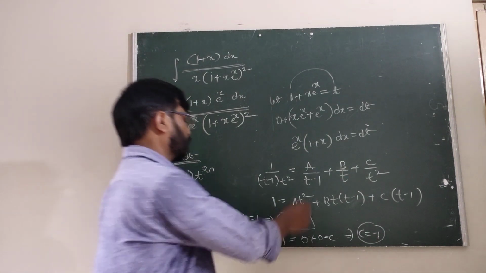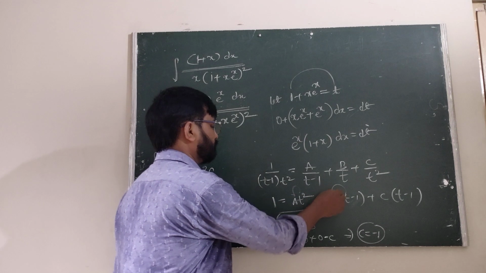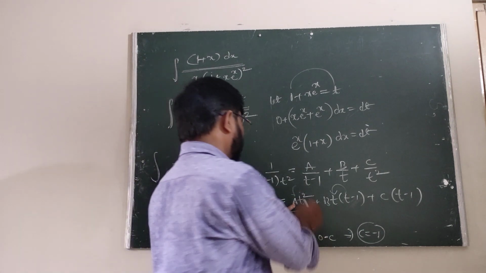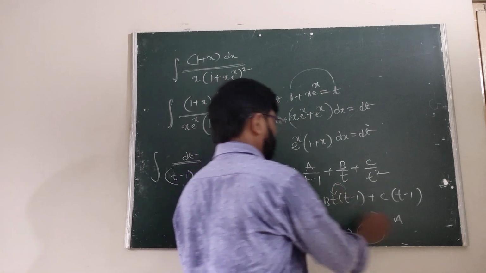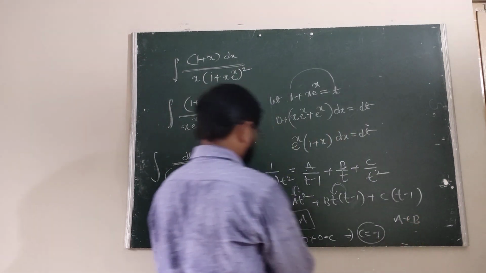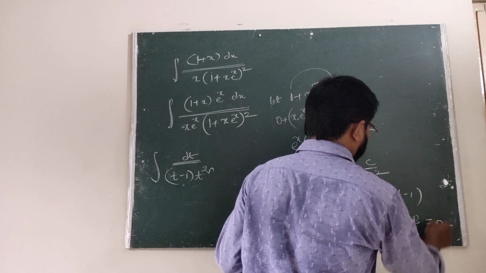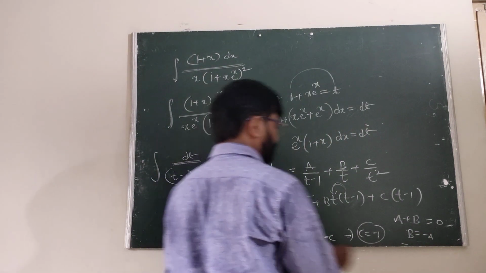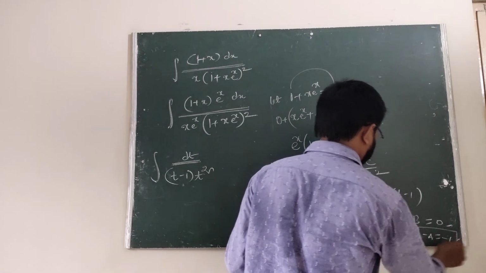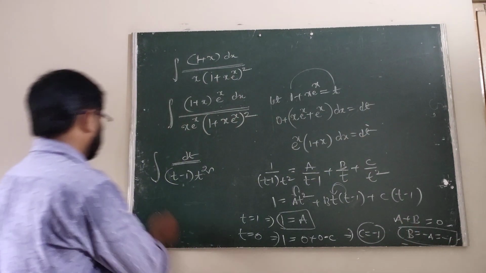Now we find the value of B. We equate the coefficient of t square. Here the coefficient of t square is A, here it is A plus B, and the left hand side is 0. Therefore B equal to minus of A. The value of A is 1, so B is minus 1.